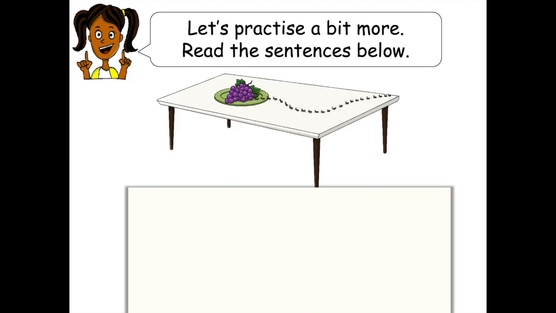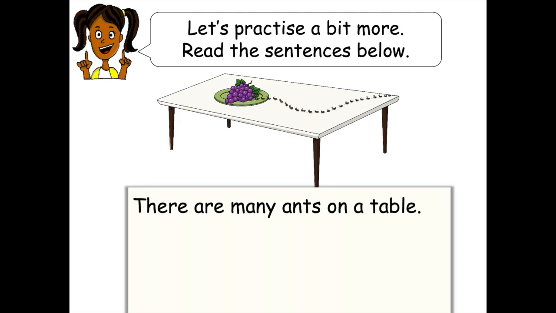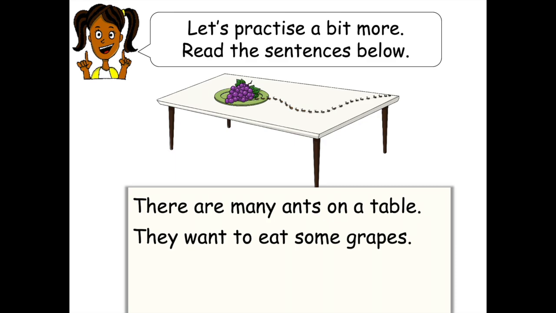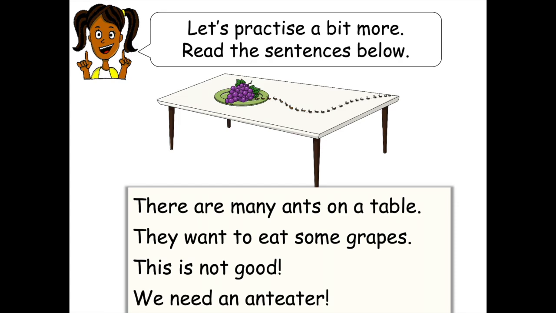Excellent work so far. Let's practice a bit more. Read the sentences below. There are many ants on the table. They want to eat some grapes. This is not good. We need an anteater! You will notice here, you see the exclamation marks. This is something that we learned in our previous lessons as well.